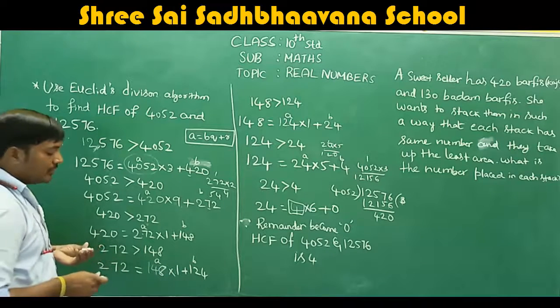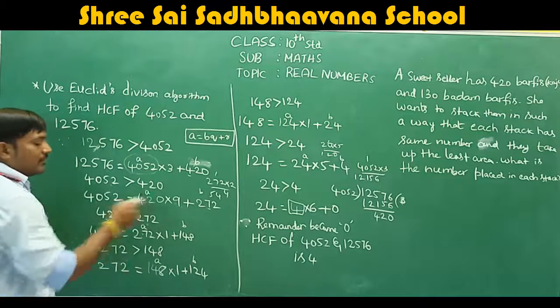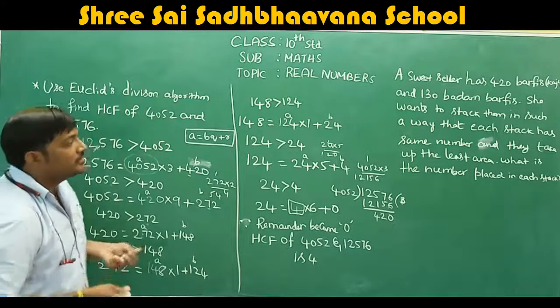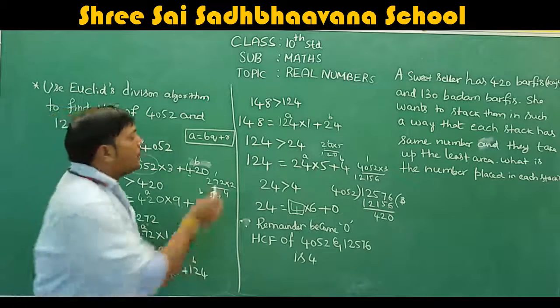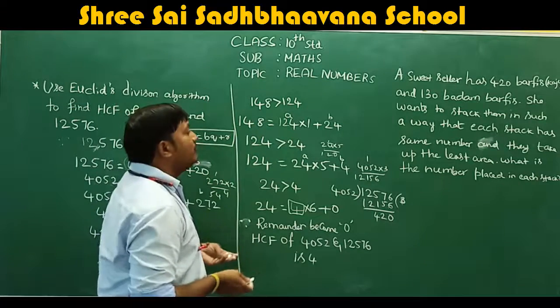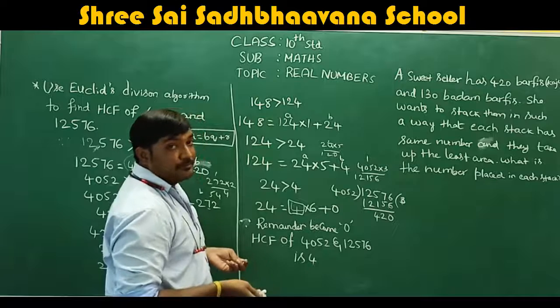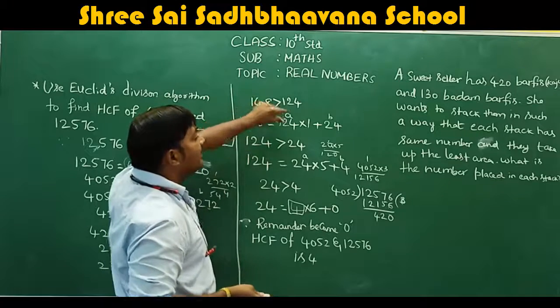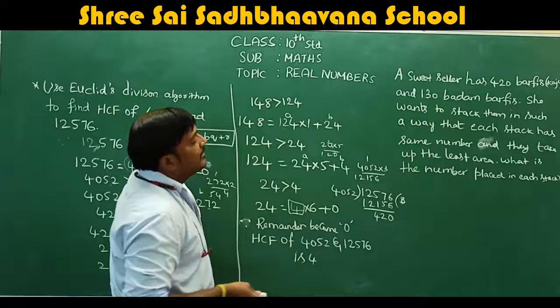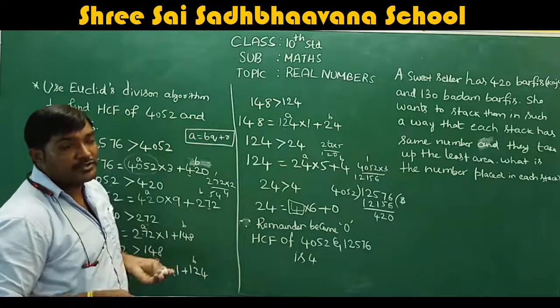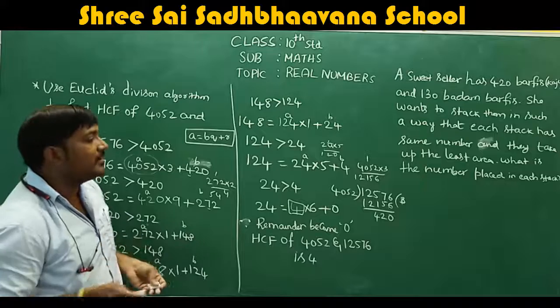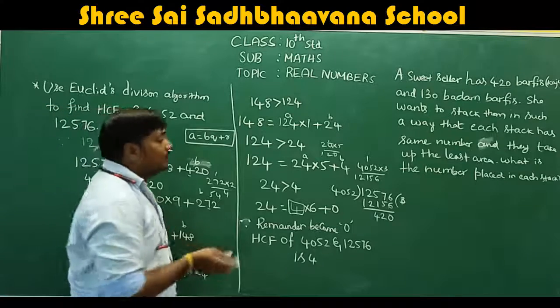Got it. So now again the same concept, the step we are applying here, which is 148 is greater than 124. So 148 can be written as 124 into 1 plus 24. Got it? So again here I am taking 124 as A and 24 as B. See, we didn't get the remainder 0. So we cannot stop in the middle. Unless you get remainder as 0, you have to continue the procedure.